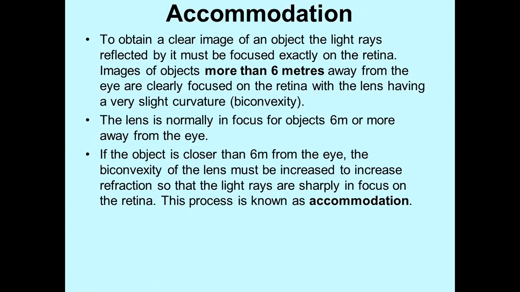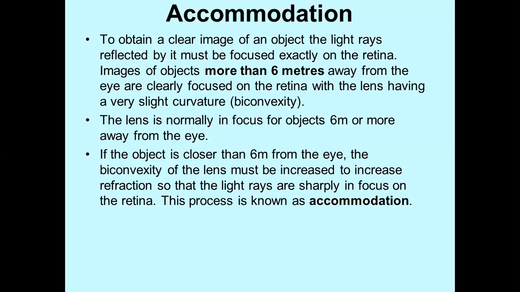So, when a person looks from a distant object to a close by object, in order to achieve a focused image on the retina, the eye has to change. And this process is called accommodation. Now, under normal circumstances, when the eye is at rest, it is focused for looking at an object further than 6 meters from the eyeball.